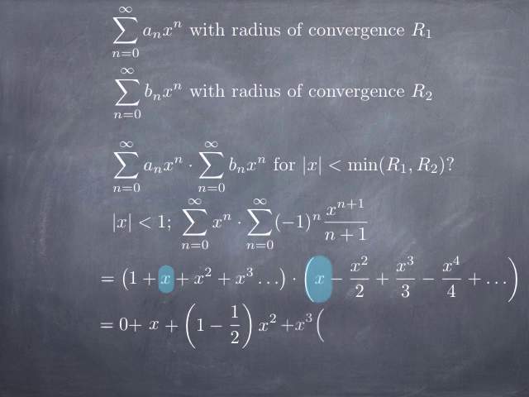And what about x cubed? How can we get x cubed? Well, we can get x times negative x squared over 2. That's going to give us negative 1/2 x cubed. Another way to do it is x squared times x. That's going to give us 1. And the third way to do it is 1 multiplied by x cubed over 3. That's going to give us 1/3. And you see that any other combination is going to result in something of degree higher than 3.